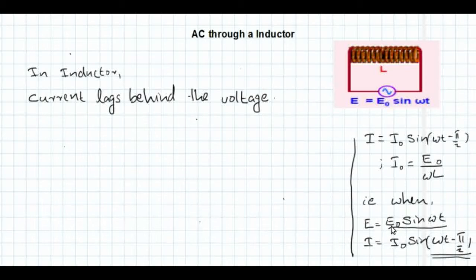So who is leading? Who is going first? Voltage is going first and the current is simply following the voltage. In other words, we can say the voltage is leading, or the voltage leads the current. So both statements are correct. Current lags behind the voltage by pi by 2, or voltage leads the current by pi by 2.